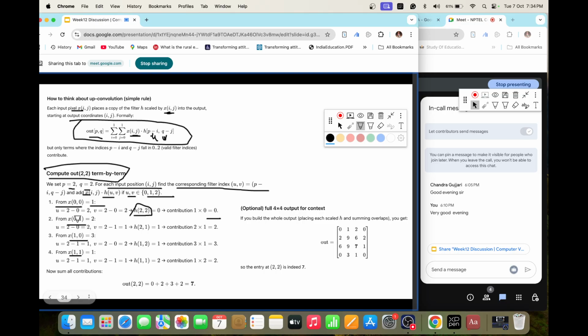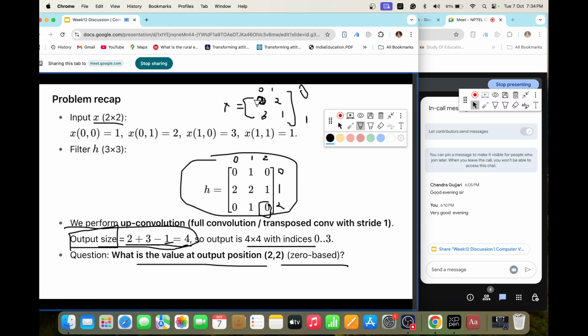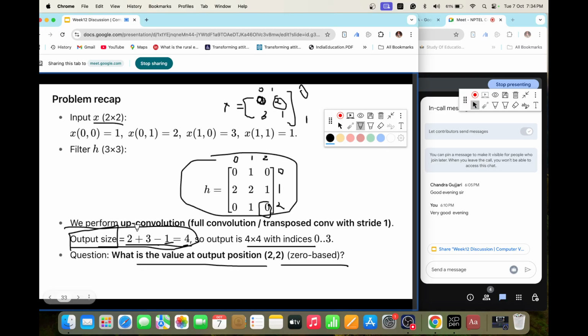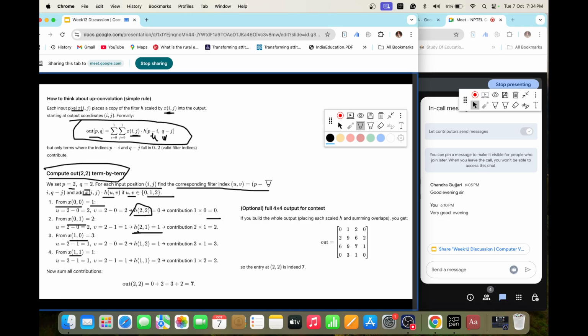Similarly, we have to check x 0 comma 1. What is x 0 comma 1? This is x 0 comma 1, which is 2. With p as 2 comma 2, the index should be 2 comma 1, so we have to find h 2 comma 1. 2 is this row and comma 1 means this element, which is 1. So h 2 comma 1 is 1 and x 0 comma 1 is 2. So 2 into 1 is 2.